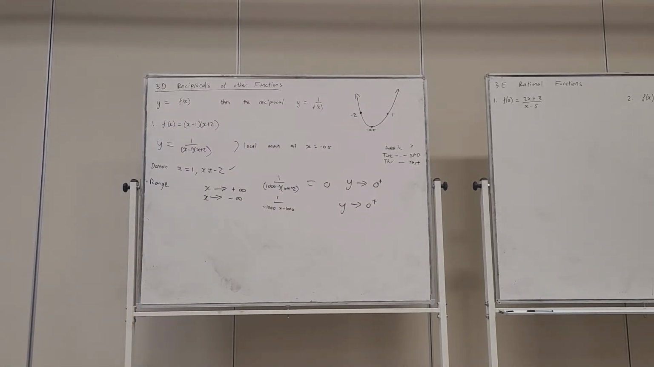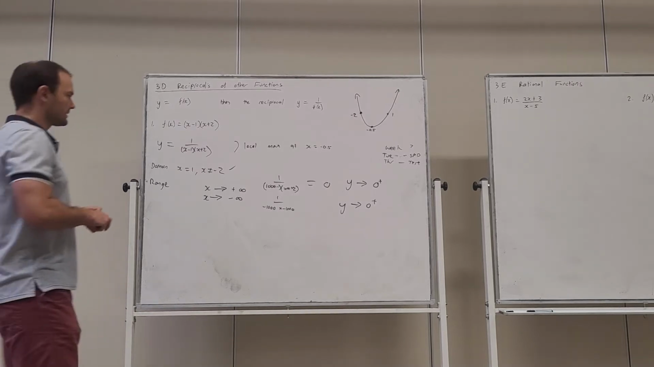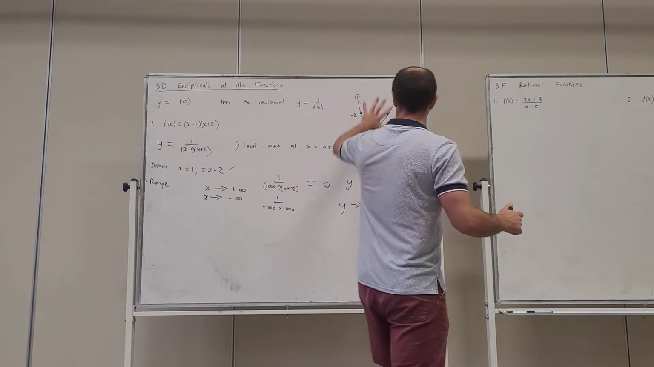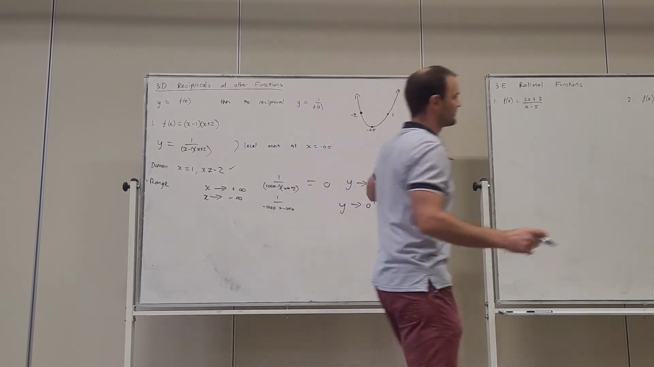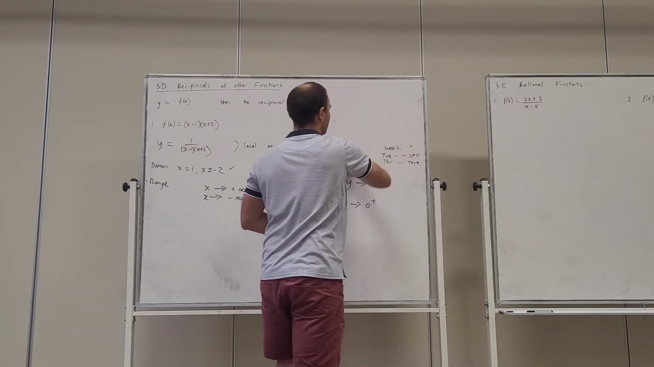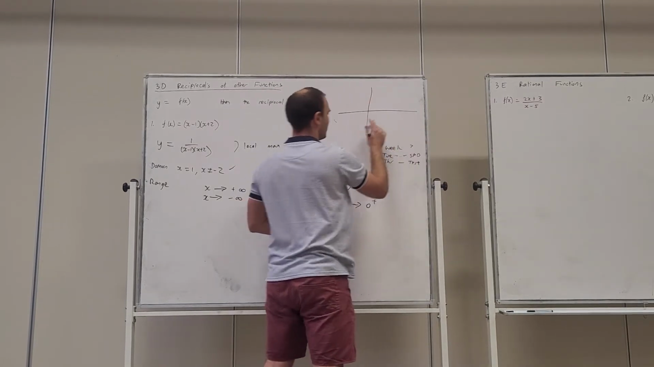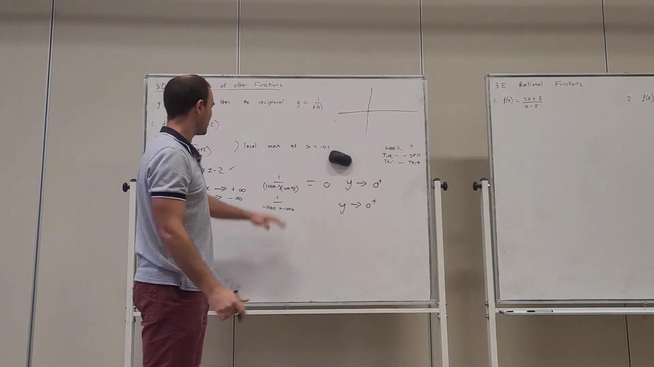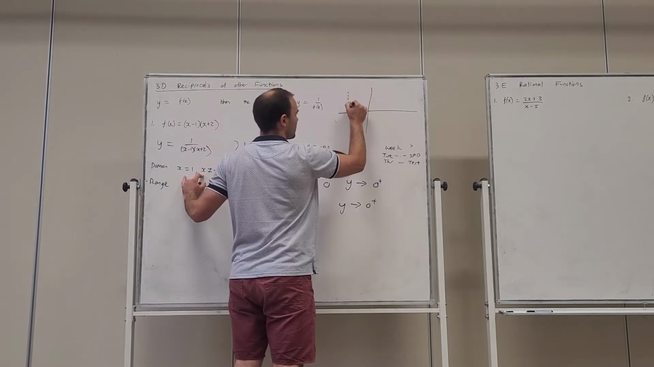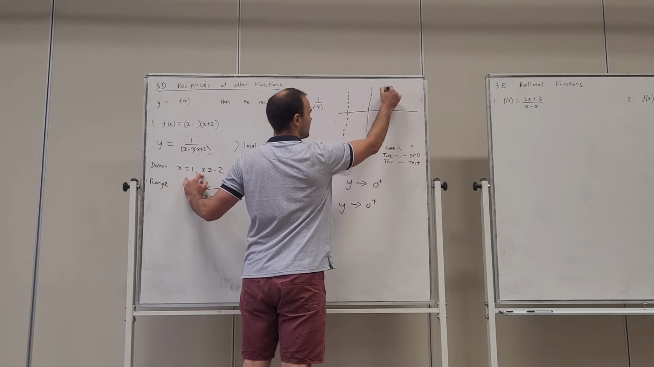So if we were to start to sketch this, what we've got so far is a Cartesian plane, and we've got asymptotes at x is 1 and x is minus 2. There's a vertical asymptote there, and a vertical asymptote there.